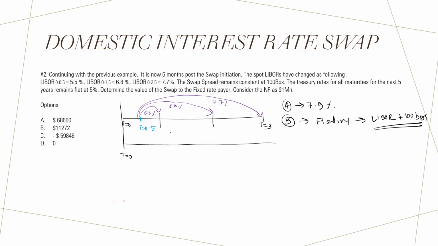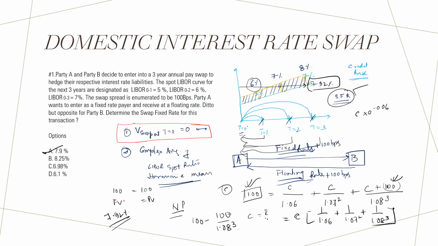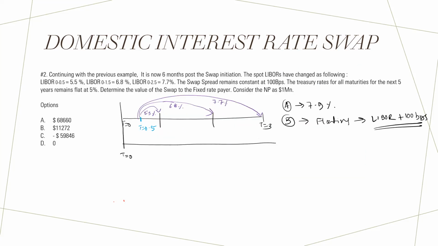Okay, so I hope you understood the difference here. Here we were talking about time t equal to 0. Here we are talking about time t equal to 0.5, because 6 months have elapsed of this contract. Now what it says is that the swap spread remains 100 basis points, right? That means there has not been any relative credit loss, credit deterioration or credit appreciation on anybody's part.